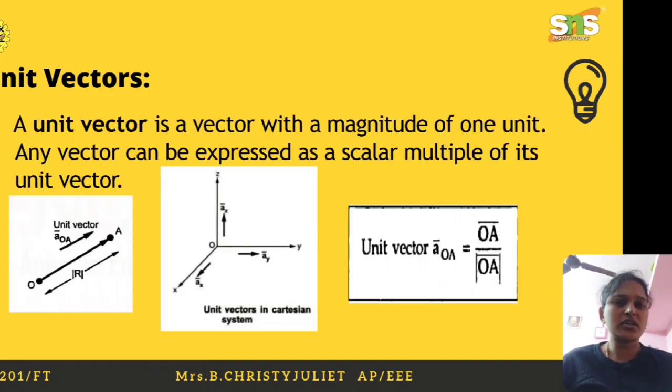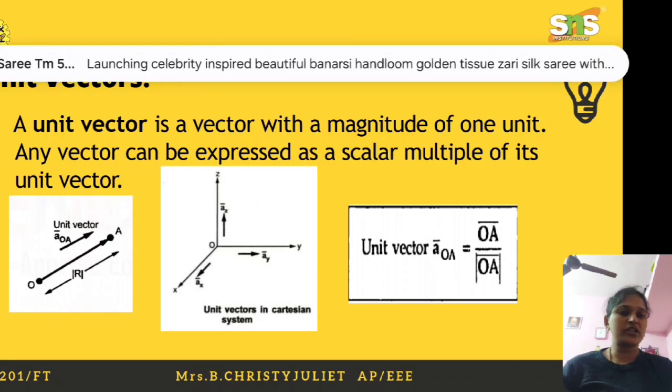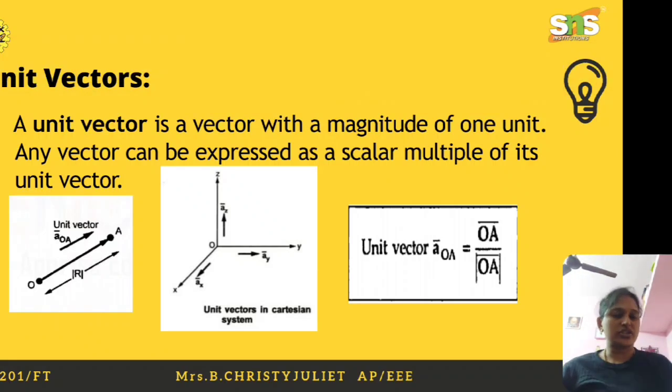Now we will see what is meant by unit vectors. Unit vectors are vectors which have only magnitude and no direction. We are very much aware of scalar quantities and have done a number of operations using those scalar values, but what EMF is actually concerned with is vector fields. Any vector can be expressed as a scalar multiple of its unit vector.